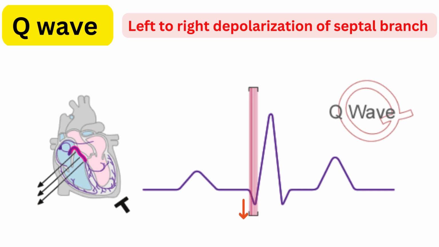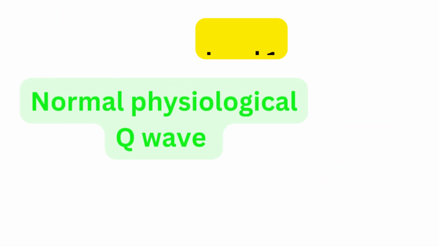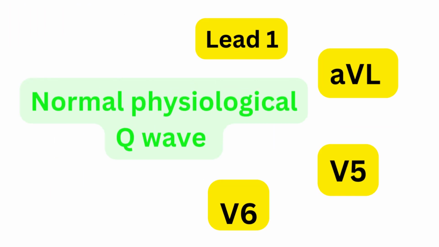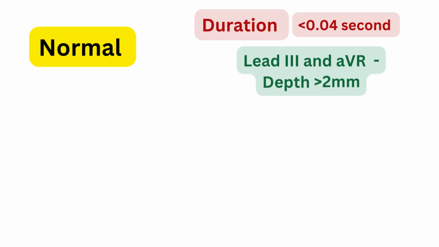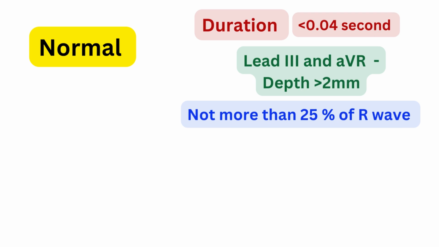Q wave is not visible in all ECG leads. Physiological Q wave may be observed in leads L1, AVL, V5 and V6. A physiological Q wave doesn't exceed 0.04 seconds in duration. Deeper Q wave of more than 2 mm may be seen in leads 3 and AVR as a normal variant. They do not exceed 1/4 or 25% of R wave height.